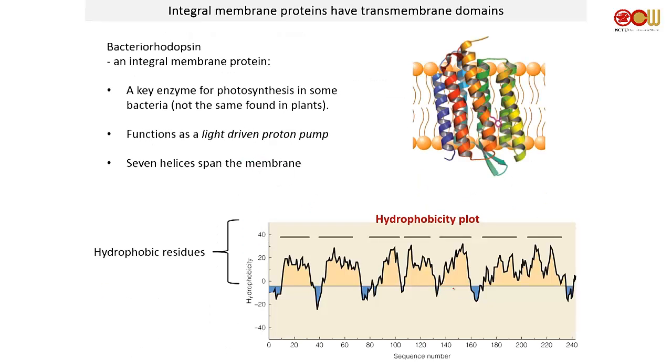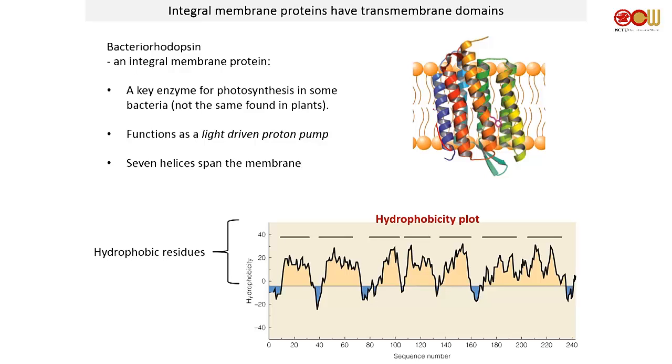So using that kind of idea, you can actually construct some kind of a map that looks at the relative polarity of the residues in the sequence of your protein. So for bacterial rhodopsin, you have 7 helices that span the membrane.